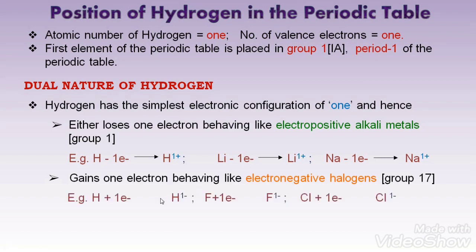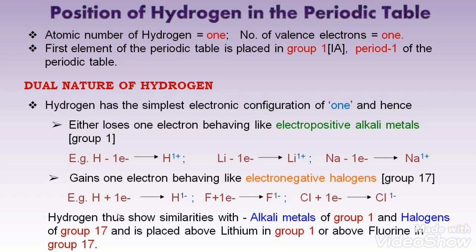We'll see some examples for the same. We have the halogen fluorine, which is gaining one electron to become F1-, chlorine, which is again gaining one electron to become Cl1-. In a similar way, hydrogen is also gaining one electron to become H1-. That means hydrogen in most of the reactions loses one electron and it becomes electropositive. But in a few reactions it gains one electron and it becomes electronegative like halogens.